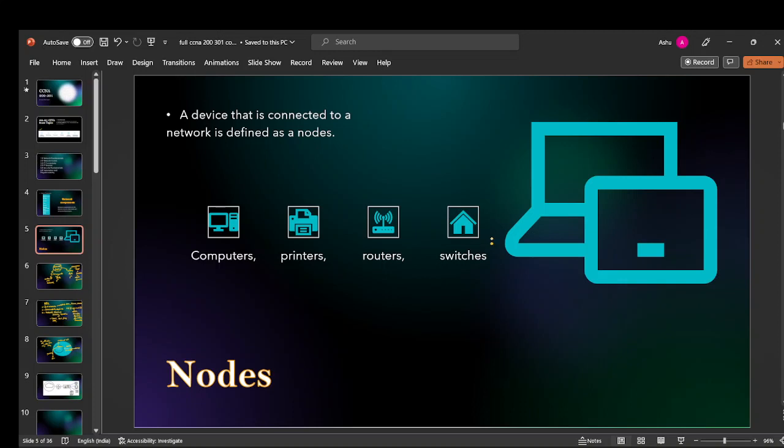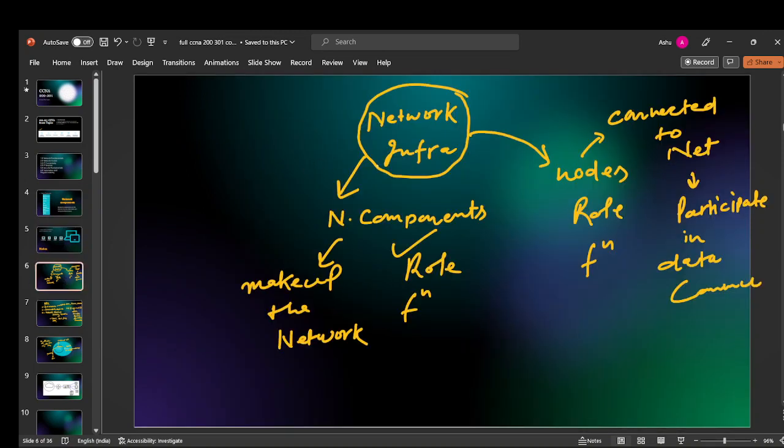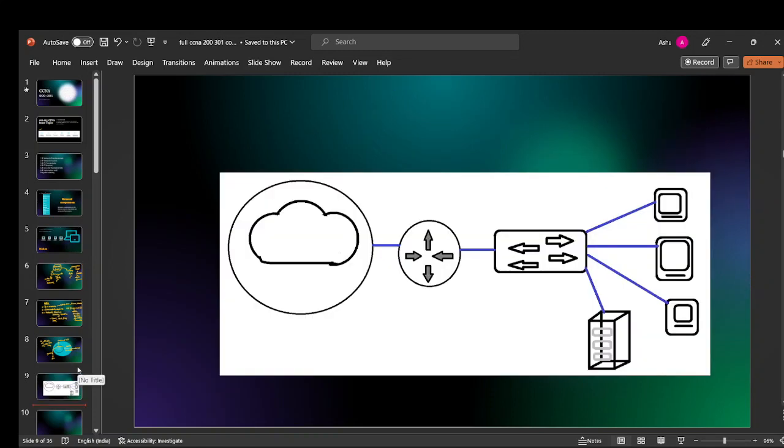Understanding the distinction between nodes and network components is essential for comprehending the overall network infrastructure. Clear? By recognizing these roles and functions of nodes and network components, network administrators can design, deploy, and maintain robust and efficient networks. So, my dear, in the next video we will delve deeper into the different types of network components and their specific functionality.